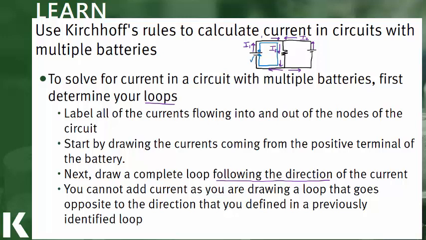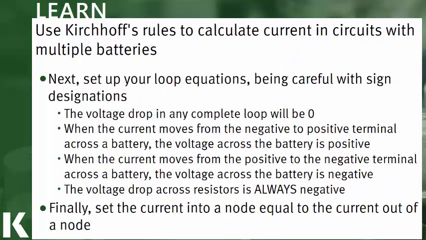be a valid loop. Now if we look at a bad example of a loop, we could start at that same point and then go around the entire thing. Notice that in this loop, on the right-hand side, we are going in the opposite direction of our current. So this would not be a valid loop. Now, once we have our loops established, we need to set up our loop equations.